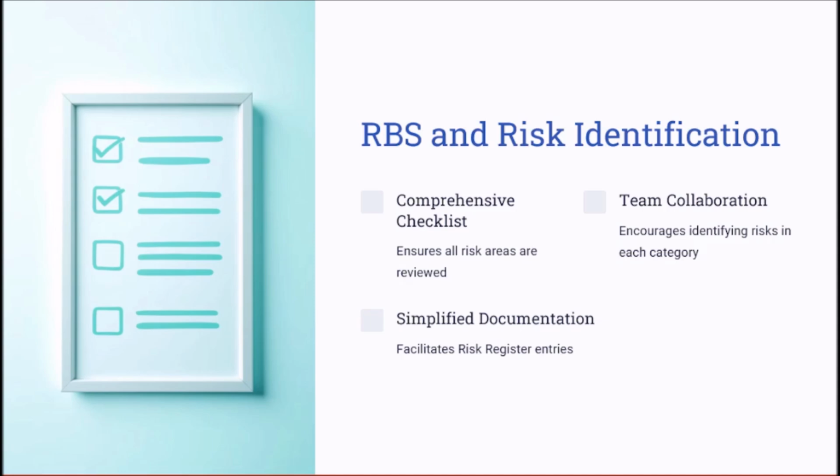The RBS also encourages collaboration by involving team members in identifying risks within each category. Once identified, risks can be easily documented in a risk register, which is the output of identifying risks, completed with their sources, categories, and potential impact. This process lays a foundation for subsequent risk analysis and planning activities.